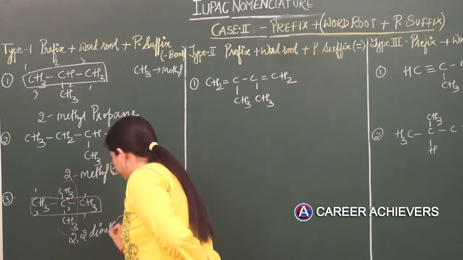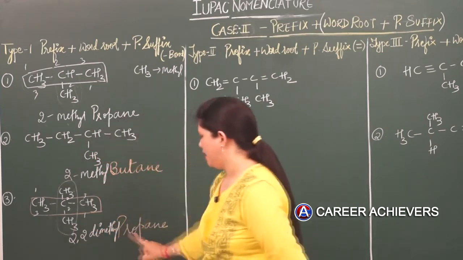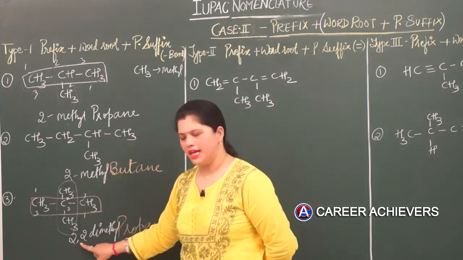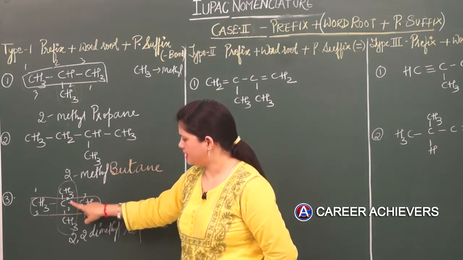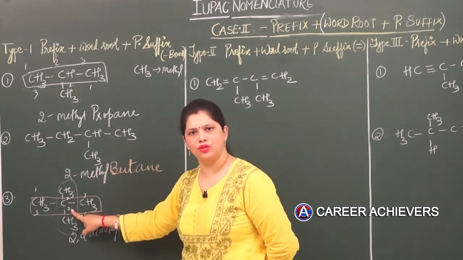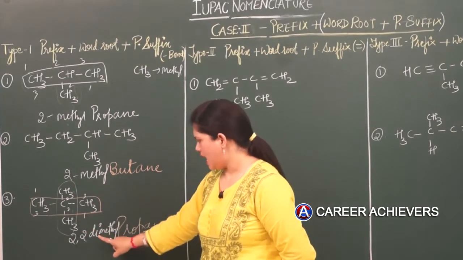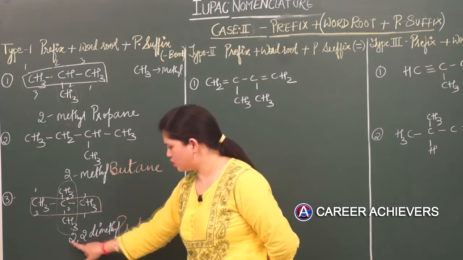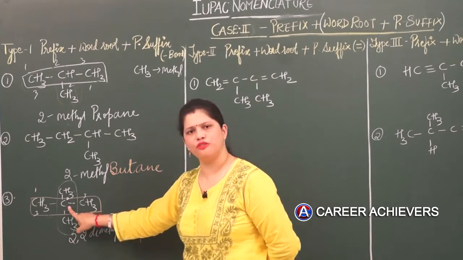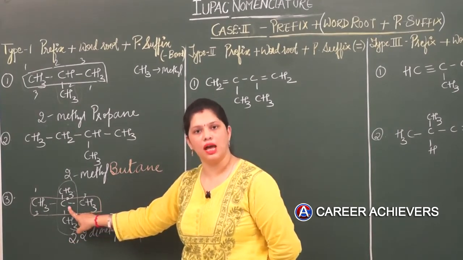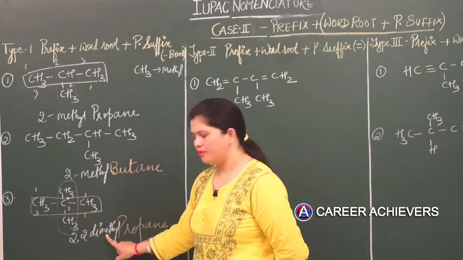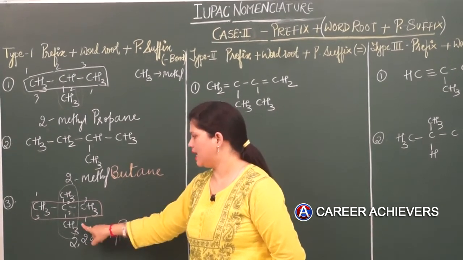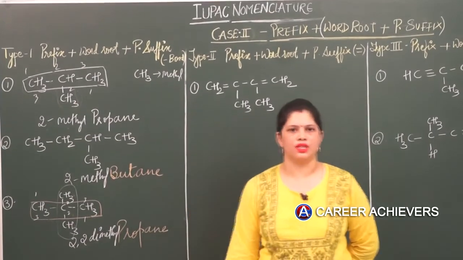2,2-dimethylpropane. Why have I written 2 two times? Because both the methyl groups are present on the 2nd carbon only, and dimethyl because methyl is 2 times. Understand? So these 2 numbers represent the position of the methyl groups on carbon, to which carbon they are attached, and by saying di we mean that methyl itself is 2 times, right?